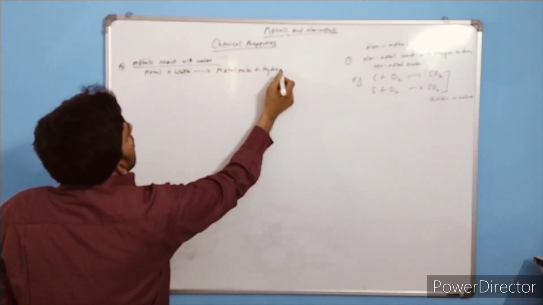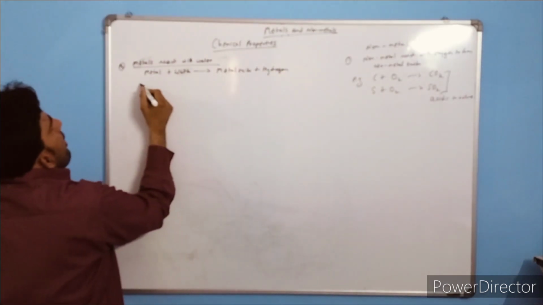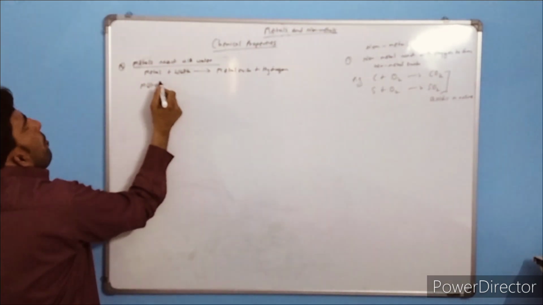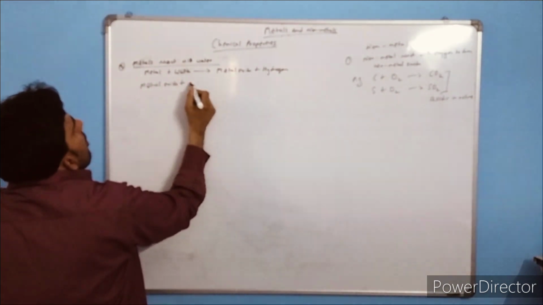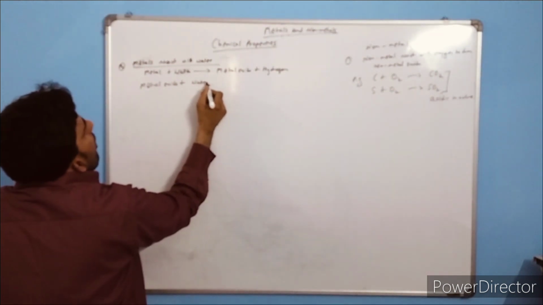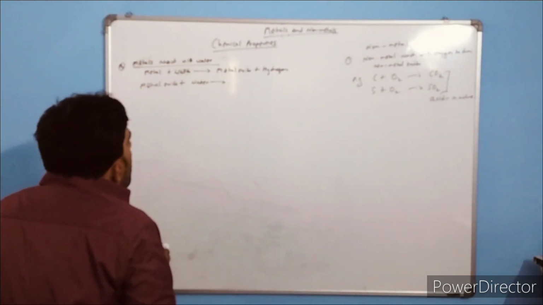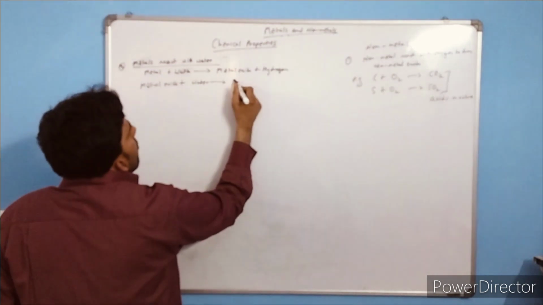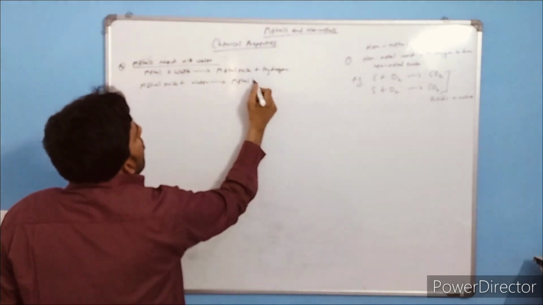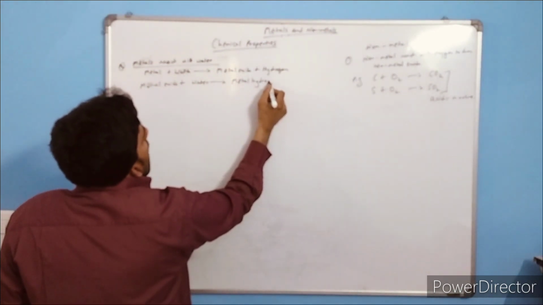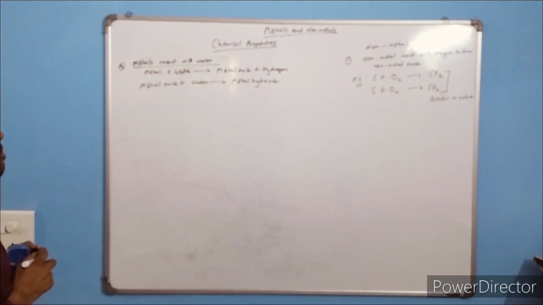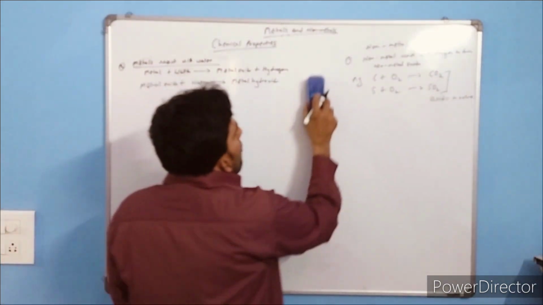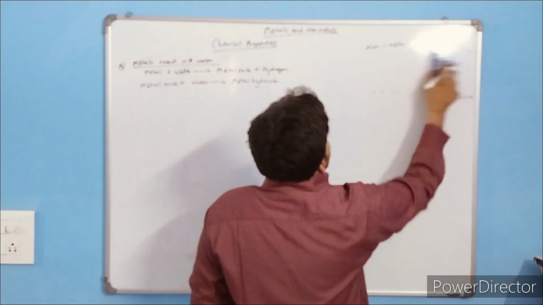Or I can say, when metal oxide reacts with water, what will happen? They will form metal hydroxide. Now let us take some examples.